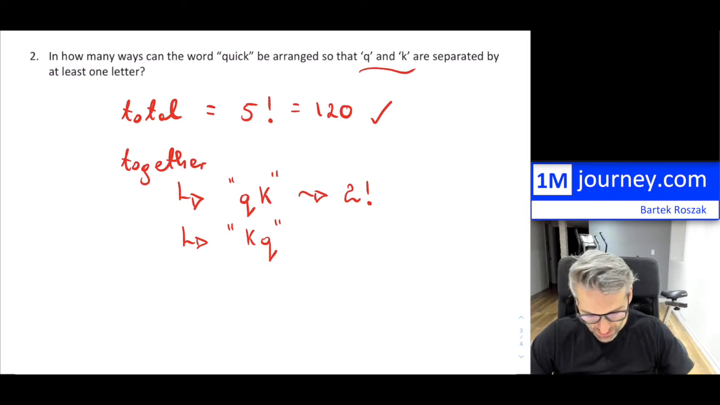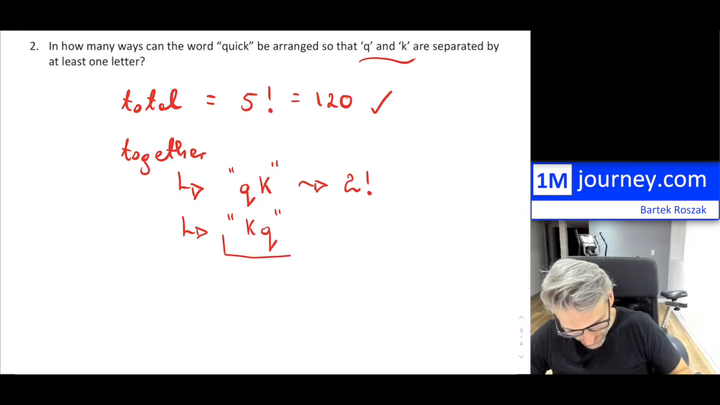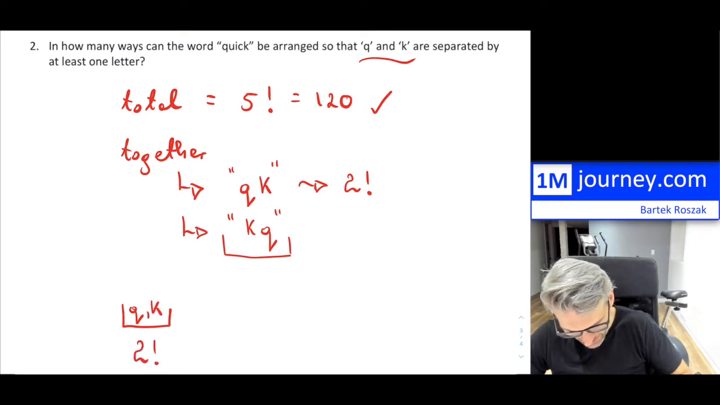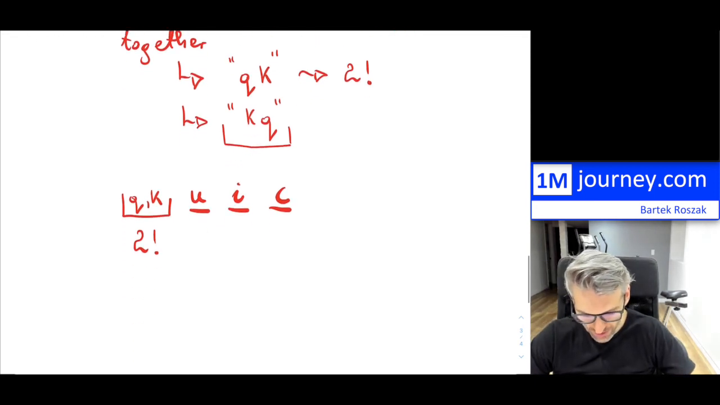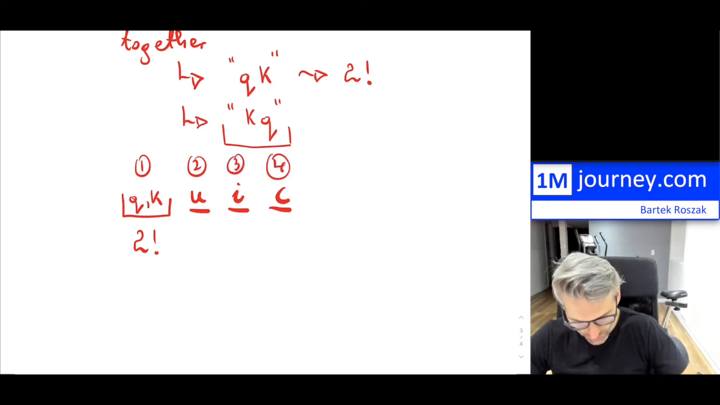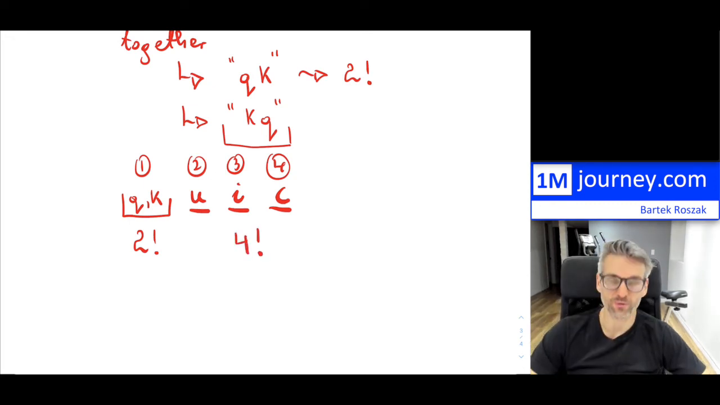How you can swap, either Q, K, or K, Q. And that also leaves me with another 3 different letters, the U, the I, and the C. So in total, this acts as 1 unit. This is going to be your Q, K, and we can do that 2 factorial ways. And then you still have 1, 2, 3 other letters, the U, the I, and the C, which we can now start rearranging. So I have 1, 2, 3, 4 different units. So this is going to be 4 factorial ways that I can rearrange these.